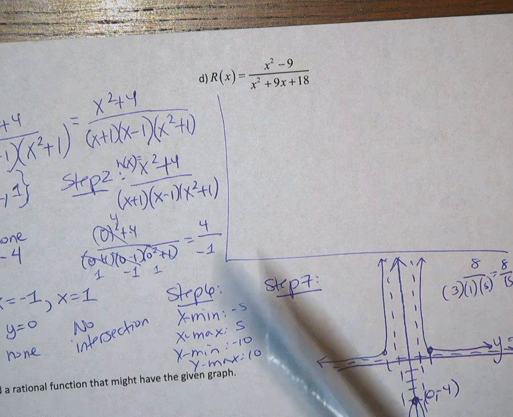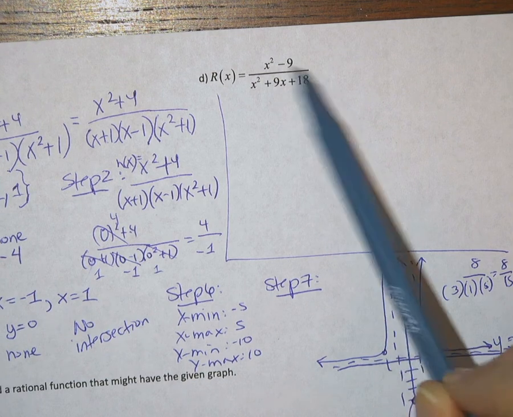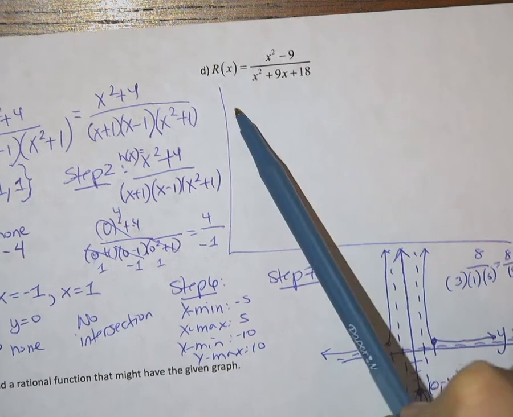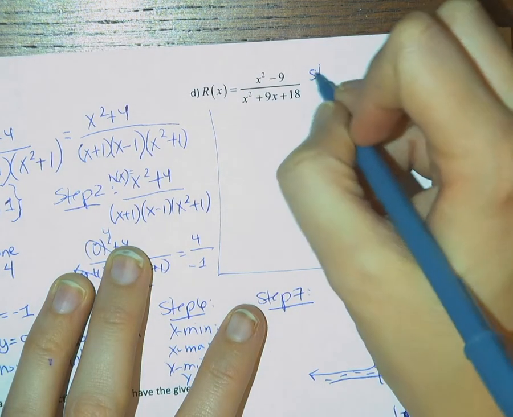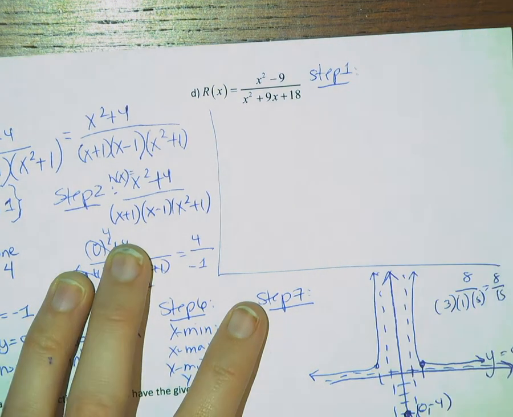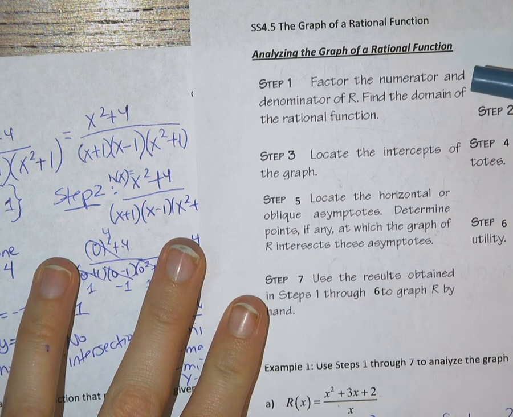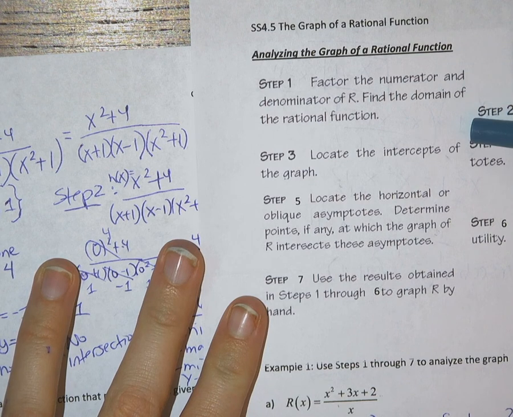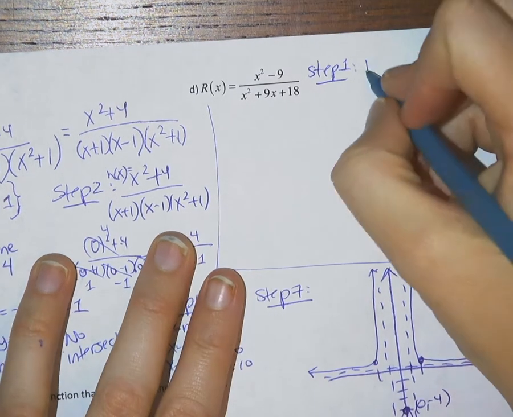Okay. So this time our rational function, r of x, is x squared minus 9, all divided by x squared plus 9x plus 18. Okay, so let's go through our steps. Step 1, if we look back, asks us to factor the numerator and denominator of our rational function. So first step is to factor.